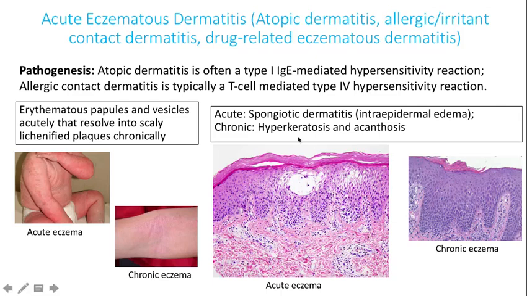In the chronic stage of eczema, which is what we're looking at on the right-hand side of the screen, we get hyperkeratosis. Often the granular layer is quite prominent, not in this particular example, but hyperkeratosis, hypergranulosis, and acanthosis, which is essentially epidermal hyperplasia, and that corresponds to this thickened plaque that you see clinically.